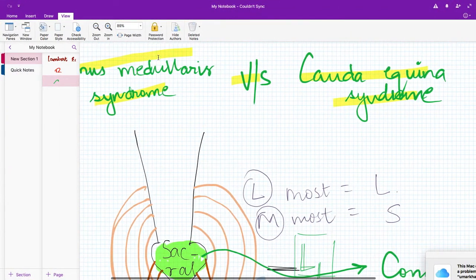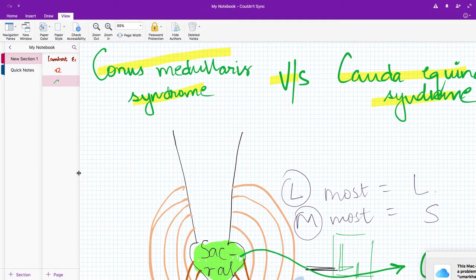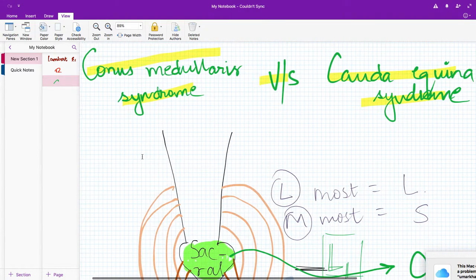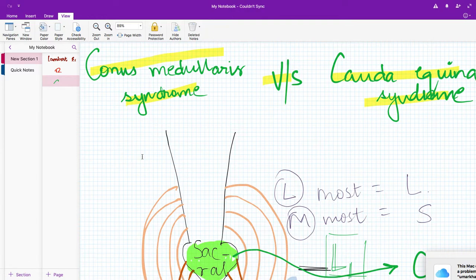So, a very hearty welcome. This time we are going to discuss conus medullaris versus cauda equina syndromes. So let us start with this.